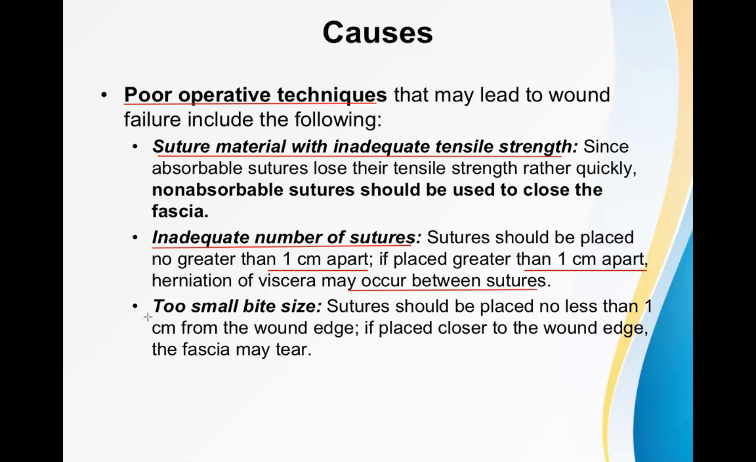And another one, too small a bite size. Sutures should be placed no less than 1 centimeter from the wound edge. If a very small piece of tissue is taken as a bite, then it would give way very easily because it is not a strong bite. So these are some of the poor operative techniques.